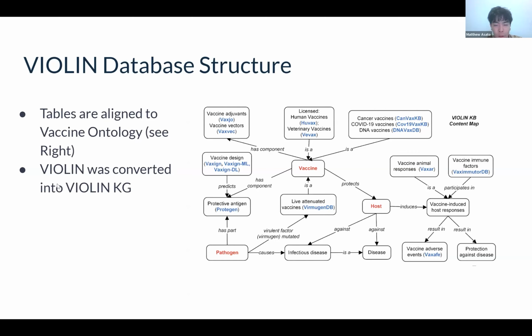And then what we did is that we processed VIOLIN into a knowledge graph. Right now, VIOLIN is a tabular or relational database, and so we converted it into a knowledge graph form. And also, VIOLIN is aligned with the Vaccine Ontology. For instance, the vaccine table has Vaccine Ontology references.